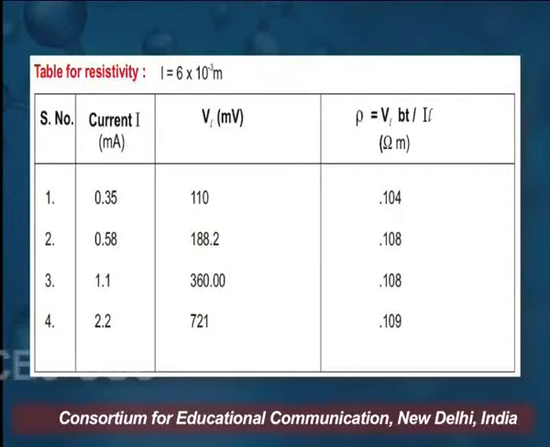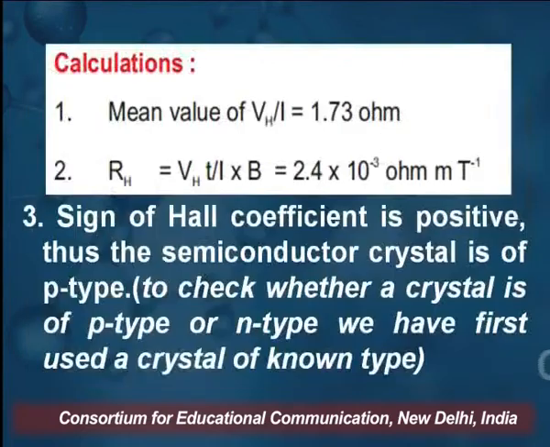In the second table, which is the table of resistivity, we note down the current and the voltage across this current, then we can find out rho, which is Vx by I. So this is the table of resistivity. Now in the calculation, the mean value of VH by I is 1.75 ohm.